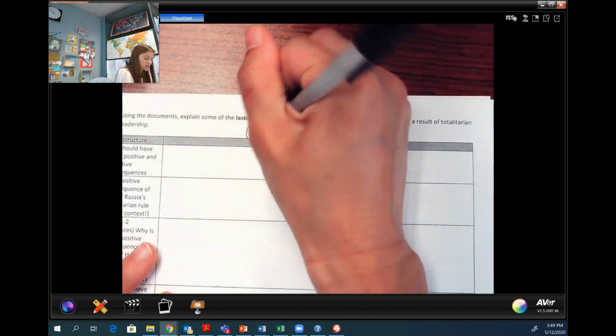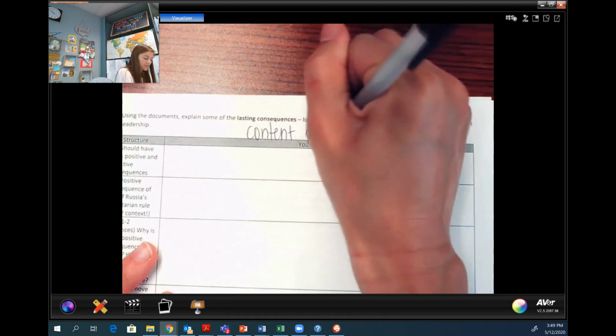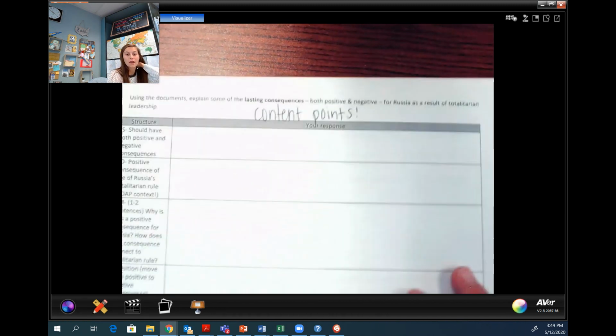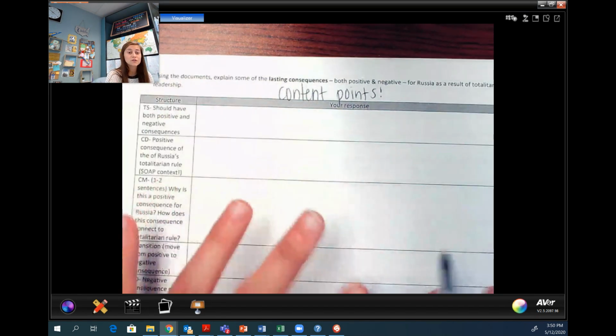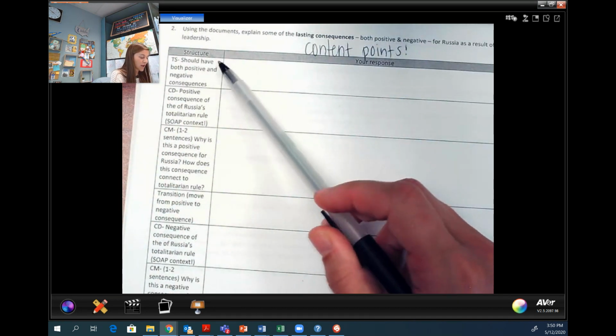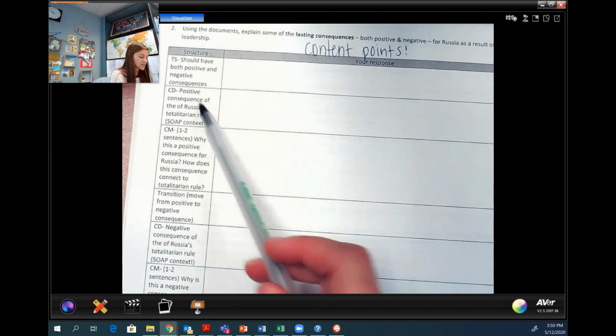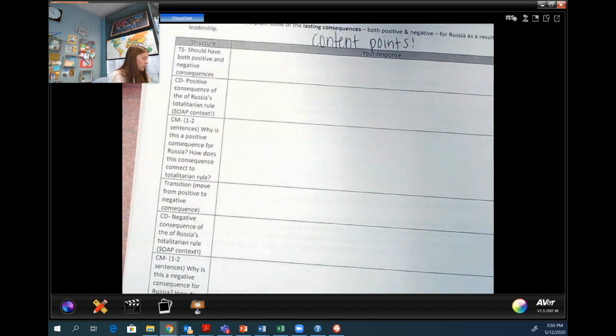When you're done with this, the real meat of this assignment, and again, this will be content points, is for you to try and write a little DBQ based on this. So using the documents, explain some of the lasting consequences, both positive and negative. So I've tried to help you guys out by giving it a structure on the side. So topic sentence should have both positive and negative consequences. CD1 should be a positive consequence, moving on to your commentary, transition. CD2 should be a negative consequence and moving on forward, so on and so forth, okay?